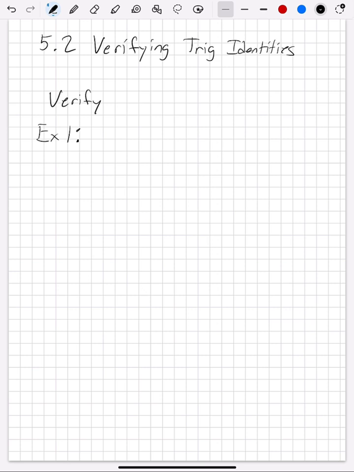our goal is to verify that the cotangent of x times the tangent of x equals 1. Okay? Your goal here is to try to multiply these together in some form and make sure that they equal 1 using all of those trig identities that we had in section 5.1.